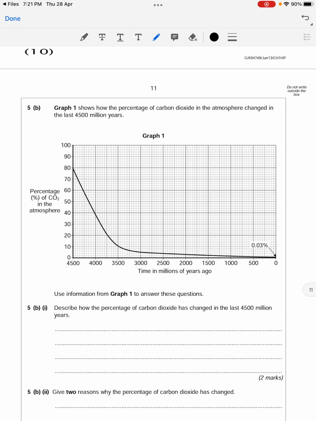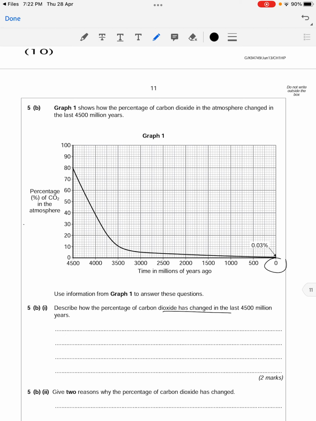All right, now graph questions. Finally, something to calculate. Graph 1 shows how the percentage of carbon dioxide in the atmosphere changed in the last 4,500 million years, right? So use the information from the graph to answer these questions. Describe how the percentage of carbon dioxide has changed in the last 4,500 million years. So 4,500 million years is the start, 0.